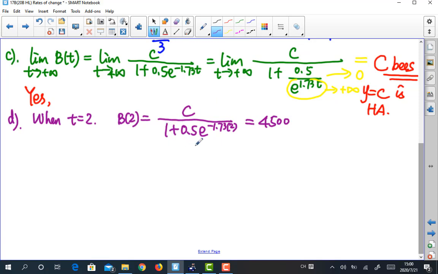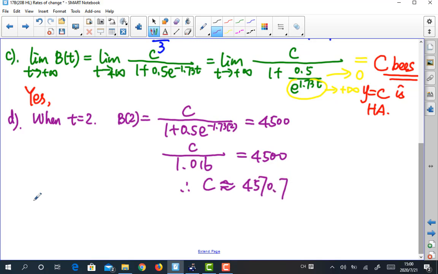So let's use the scientific calculator to get the value of the denominator. The denominator is approximately equal to 1.016, and C times that equals 4,500. So multiply both sides by 1.016. So C is approximately equal to 4570.7.